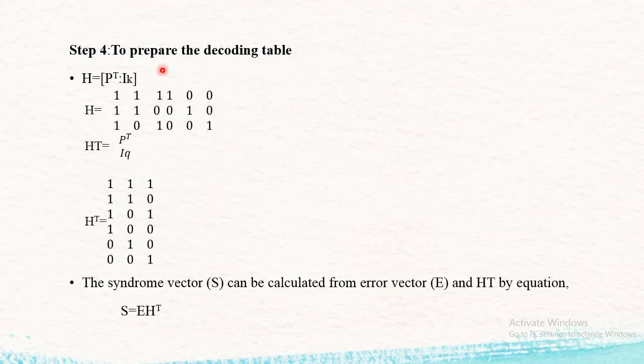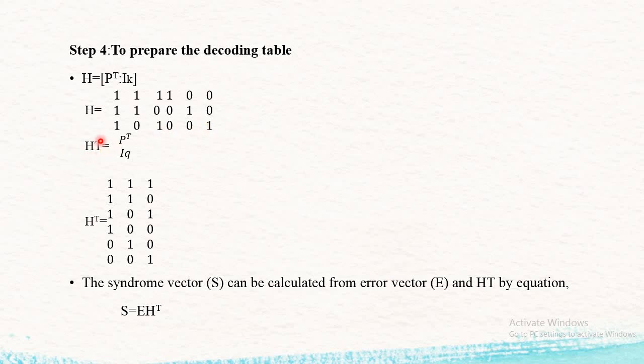And then we prepare a decoding table. The decoding table is used for detecting the error and again for correcting the error. So how are we going to prepare this decoding table? We know H is equal to P transpose colon I sub k. So we have written the P transpose. This is my H, first thing. H is equal to, the first section is your P transpose and the second section is your I sub k.